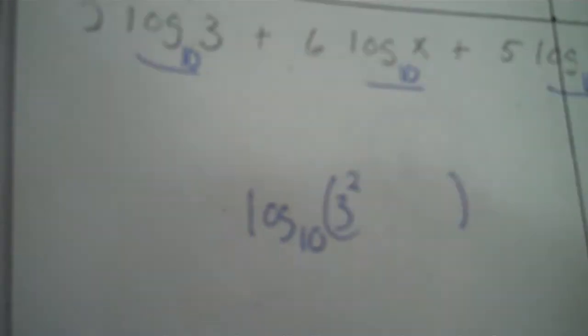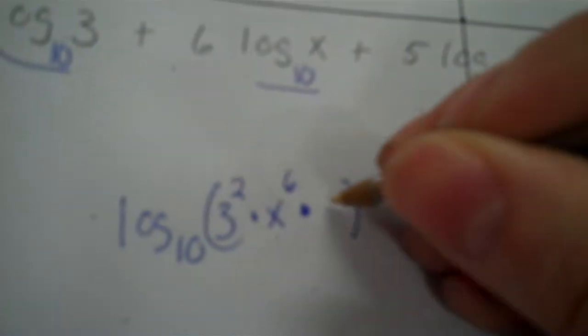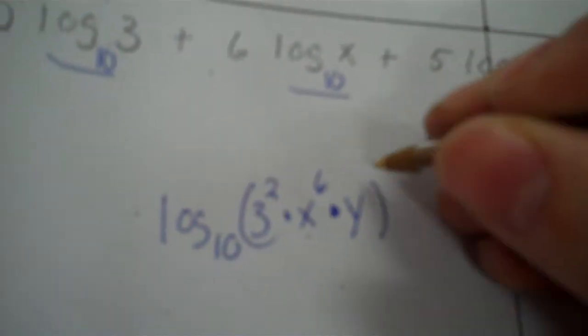Now that 2, that's a coefficient. That now comes around as an exponent. Then after the second log base 10, we have x. And then that 6 coefficient comes around as an exponent. Then plus again, that's times, and I write y down, and that 5 comes around, that's a 5th.